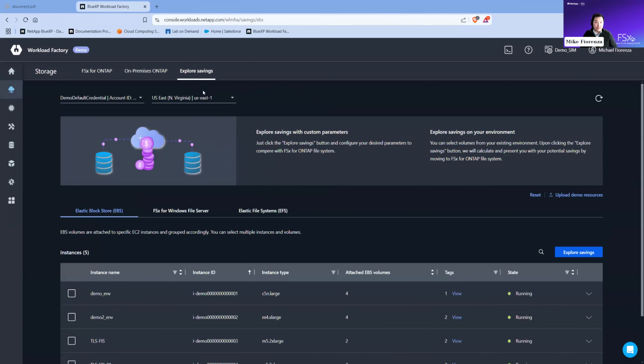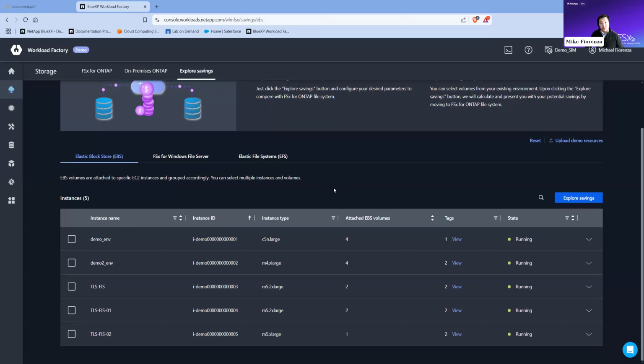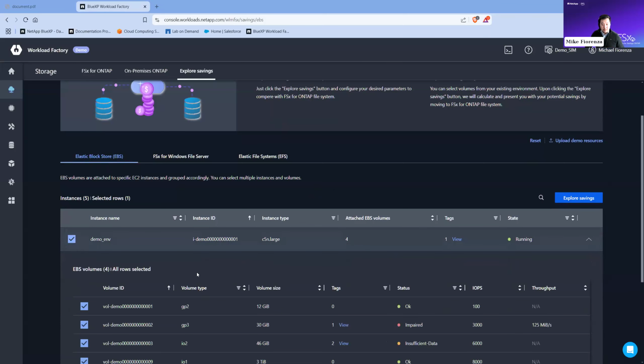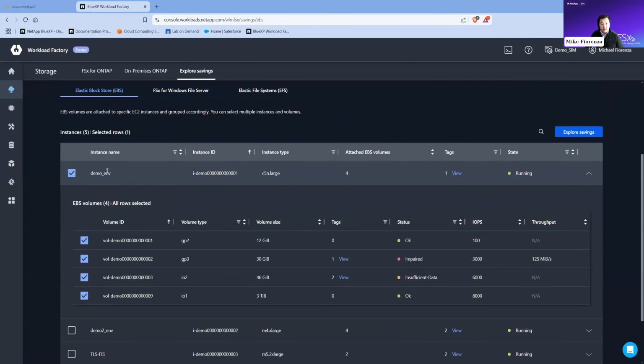So we can see here, if we explore the savings, now these are some of the storage options that this particular account has associated to it in AWS, right? So if we look at an example EBS volume, we can see here what the volumes are in this particular environment. We can see what the instance is. Basically, we can start understanding the overall footprint of the data estate associated with this EBS.